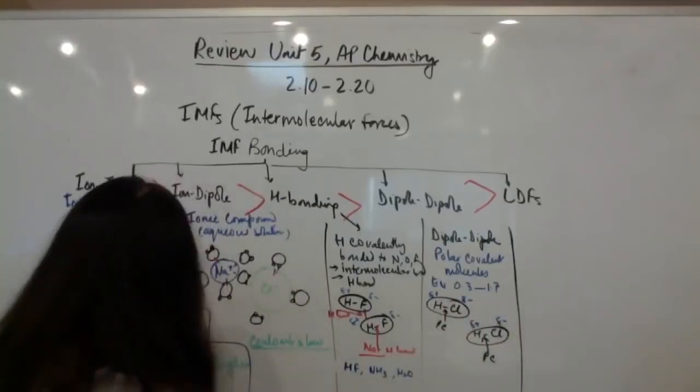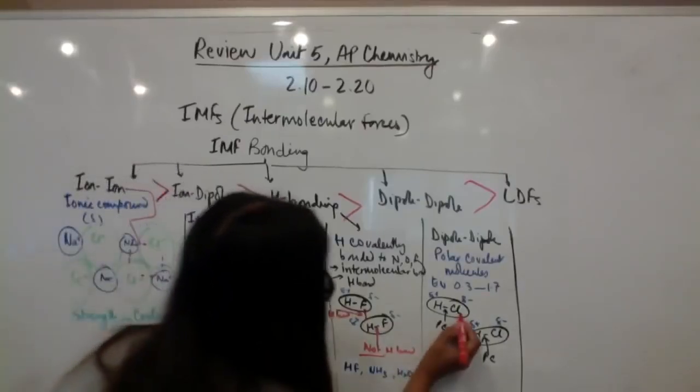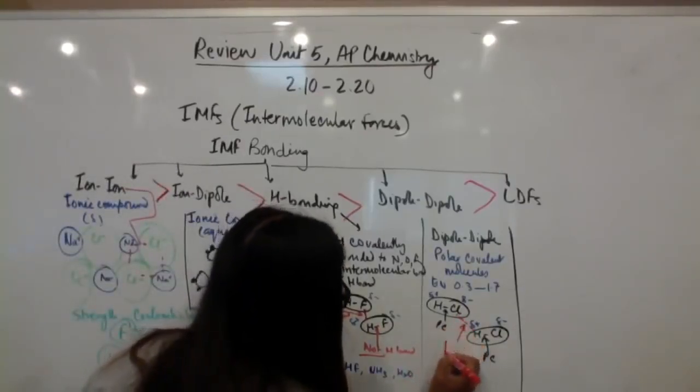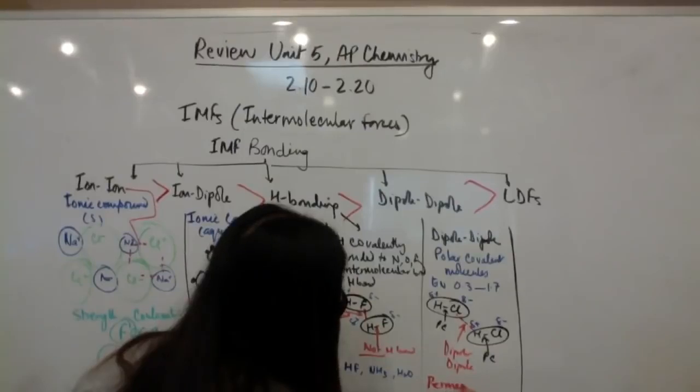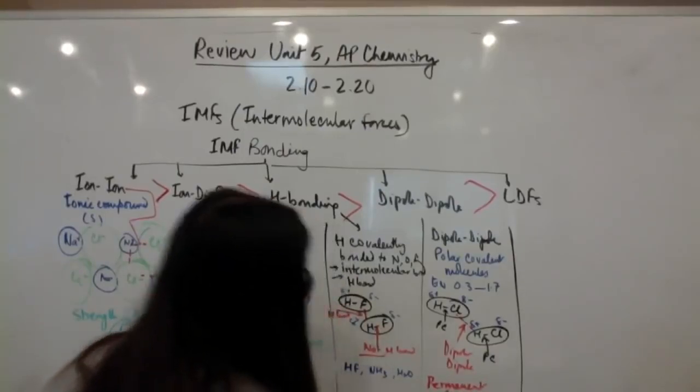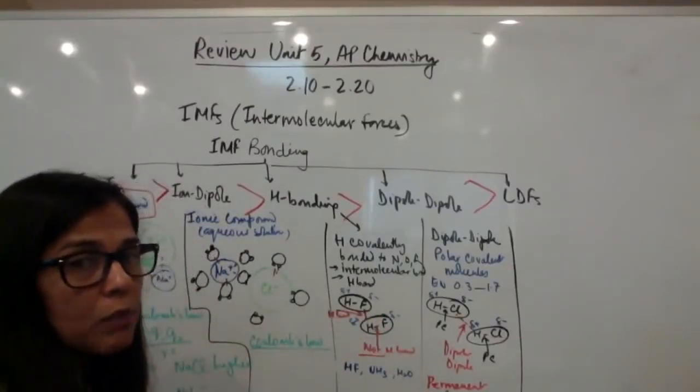And then the attraction between these opposite ends is called dipole-dipole. Note, this is permanent polarity, right? It's not like it's coming and going. A polar molecule is always a polar molecule. So this is called permanent dipole.